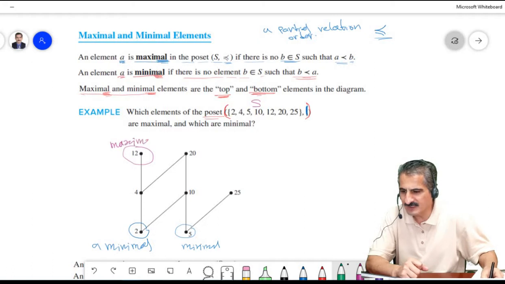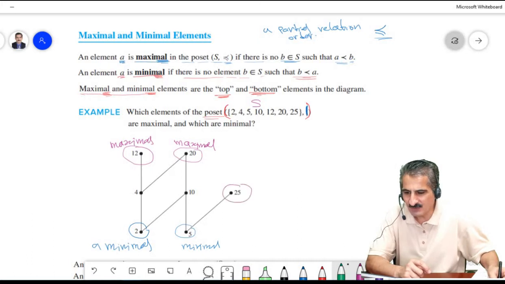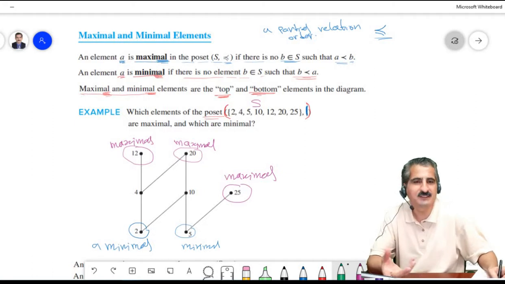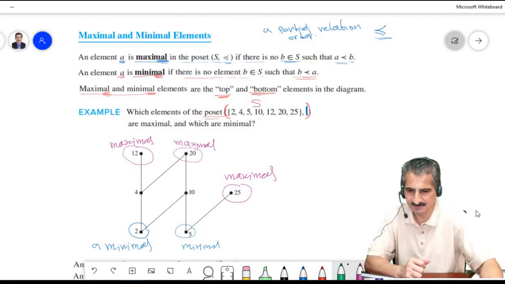So 12 is maximal. Same thing for 20. There's no element for which 20 is a factor or divisor. So this is maximal, and also 25 is maximal. Okay, 4 and 10 are neither minimal nor maximal.